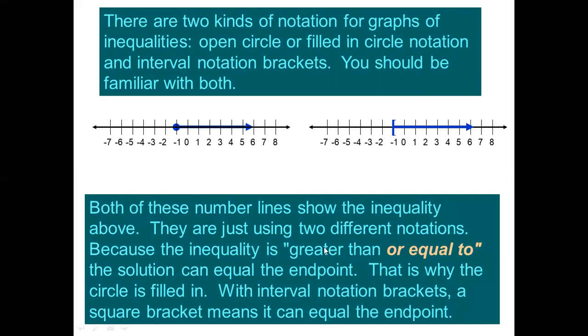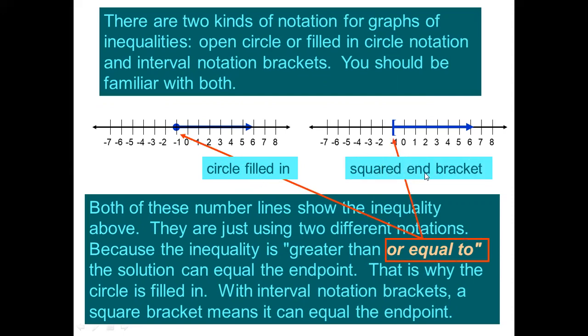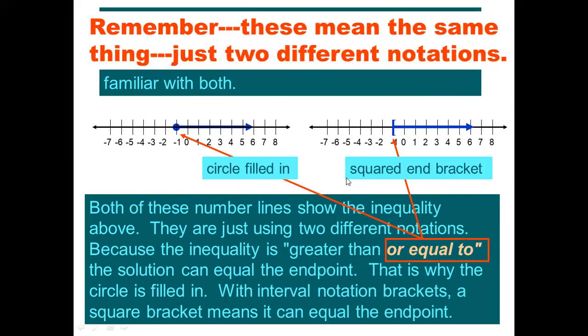That means the endpoint -1 is included. So there is one method, the filled circle, and the second is the square bracket. Now remember, these mean the same thing but are two different notations.